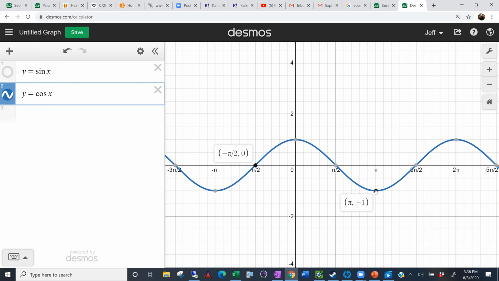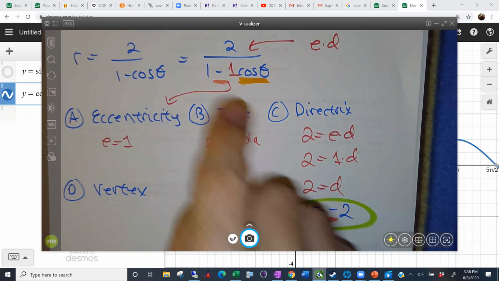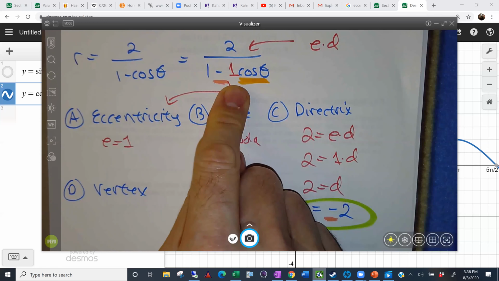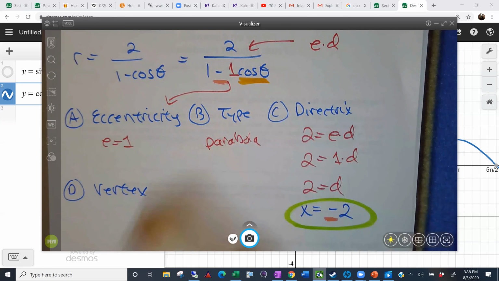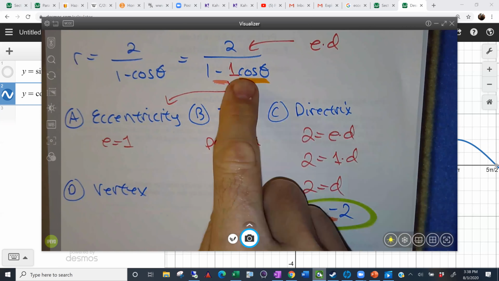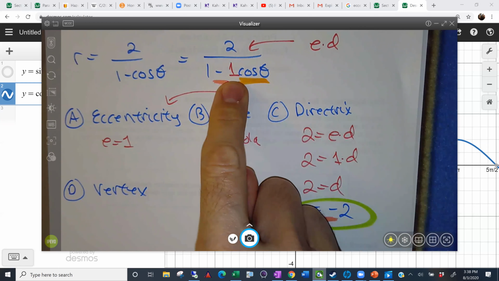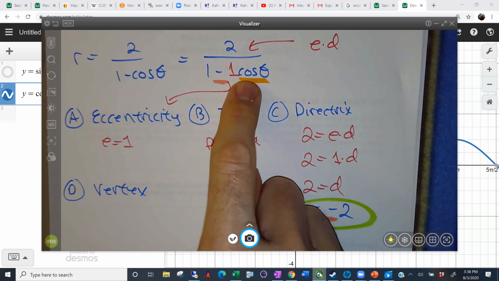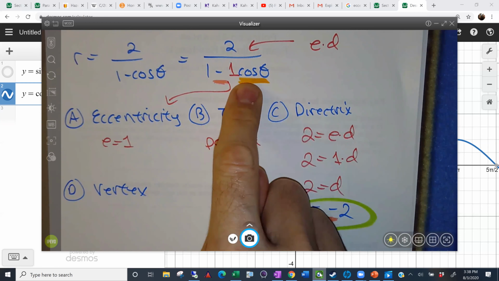Now, if I wanted to make my denominator in this as big as possible, so that way the radius is as small as possible and I'm as close to my focus as I can be, how am I going to do that? What's going to make this denominator as big as possible? What value do I want to hit for cosine?